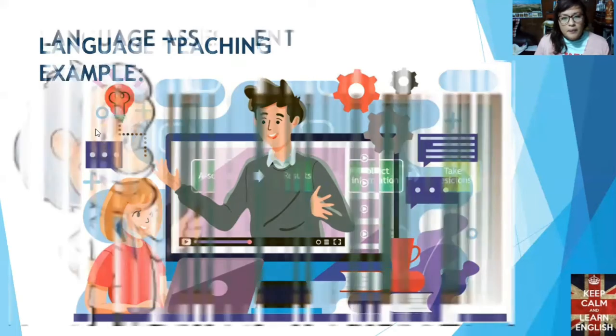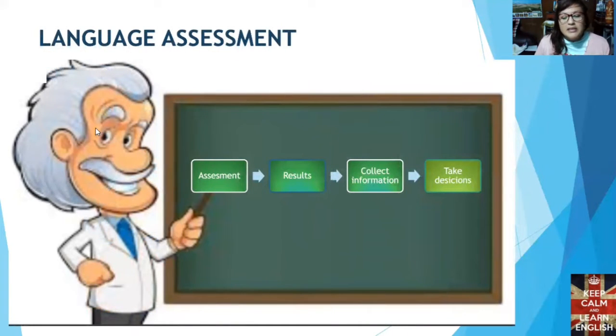Okay, the next topic is language assessment. Language assessment refers to the process of collecting samples of a student's performance in a foreign language learning class. This means that through the assessment and the test, the teacher can obtain results, process and interpret them, and then make decisions about the teaching and learning of the language.